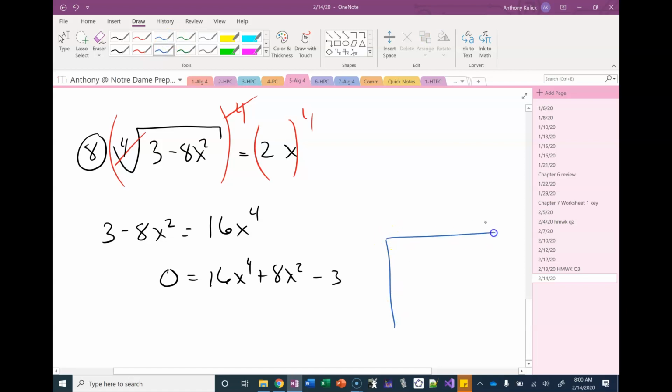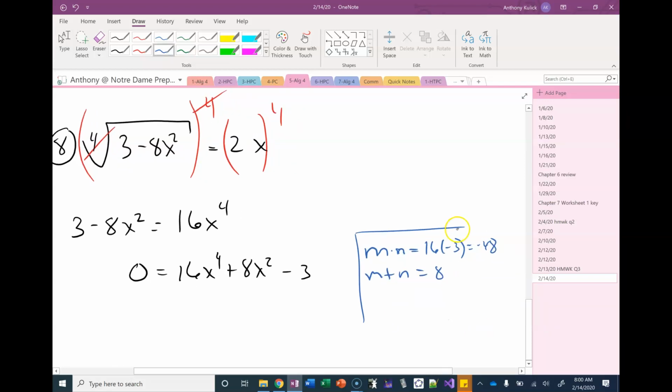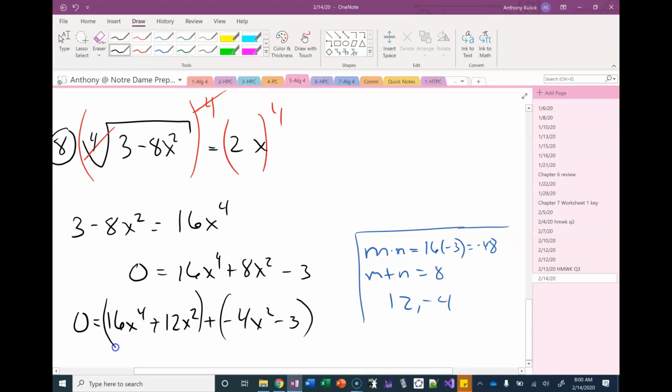So since the leading coefficient isn't 1, my first goal here is to find 2 numbers that multiply to give me negative 48, and then add to give me 8. So if you think about that for a minute, you'd probably settle on 12 and negative 4. We'll do that. So I'm going to replace the 8x squared with a 12x squared plus negative 4x squared, and then make 2 groups.